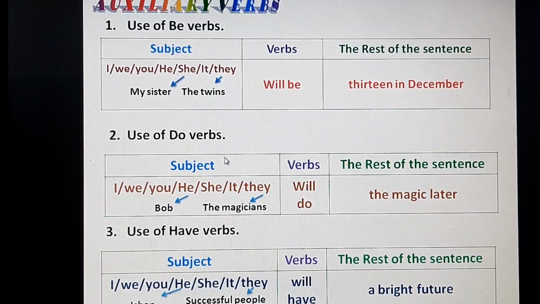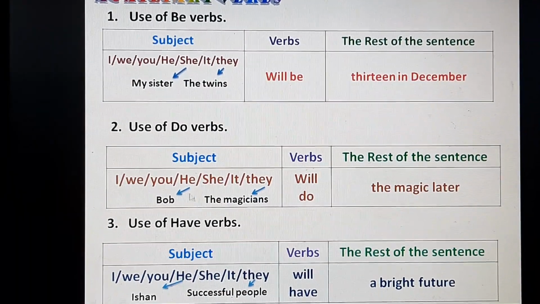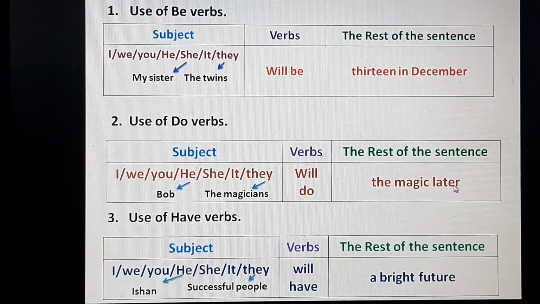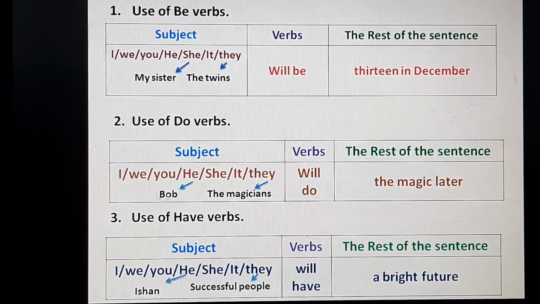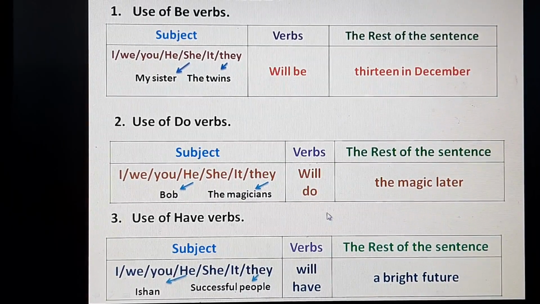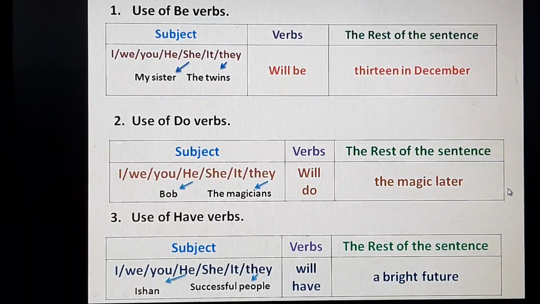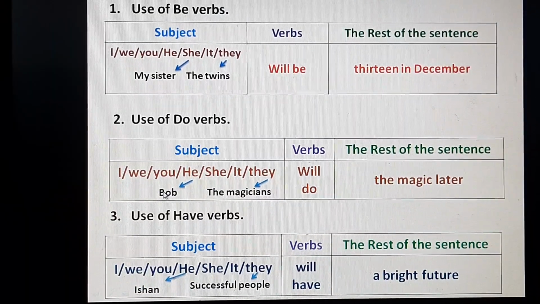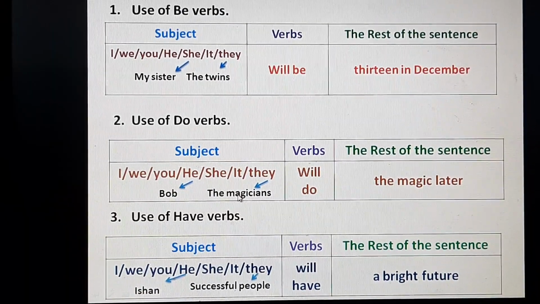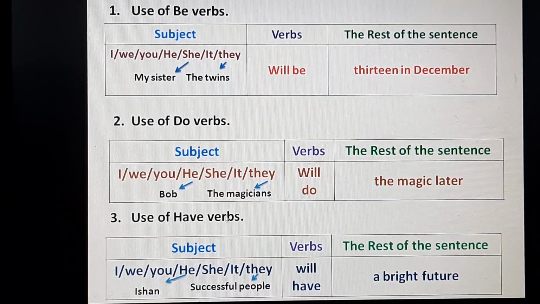Use of do verbs. Will plus do. The magicians will do the magic later. We will do the magic later. Bob will do the magic later. So Bob is third person singular. The magicians are third person plural.